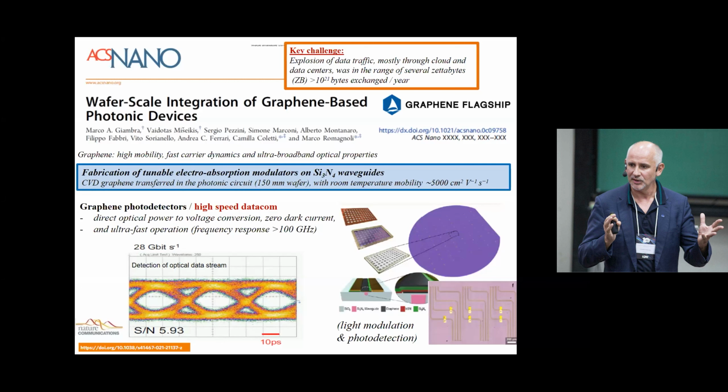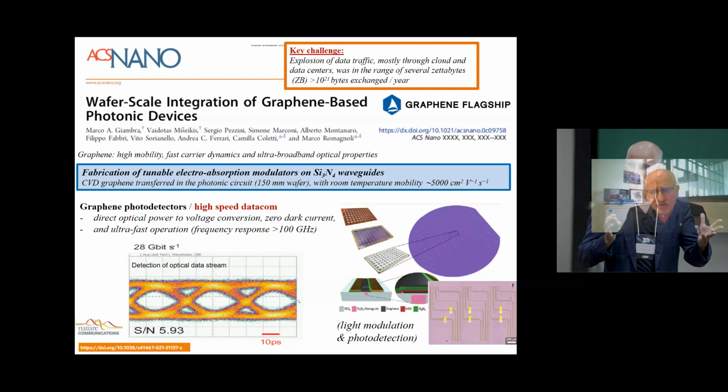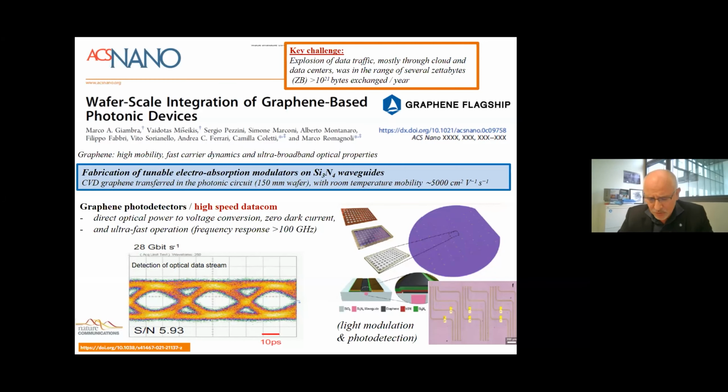This is an example of integration of photonic devices. You know that the data traffic is exploding now with the cloud and data centers, and we really need ultra fast operation, ultra broadband photodetectors and modulators. These are two papers published by a consortium between CNIT and IIT in Italy and Cambridge, where they have demonstrated not only that the material is outperforming in terms of single device, but that you can mass produce devices for real applications.